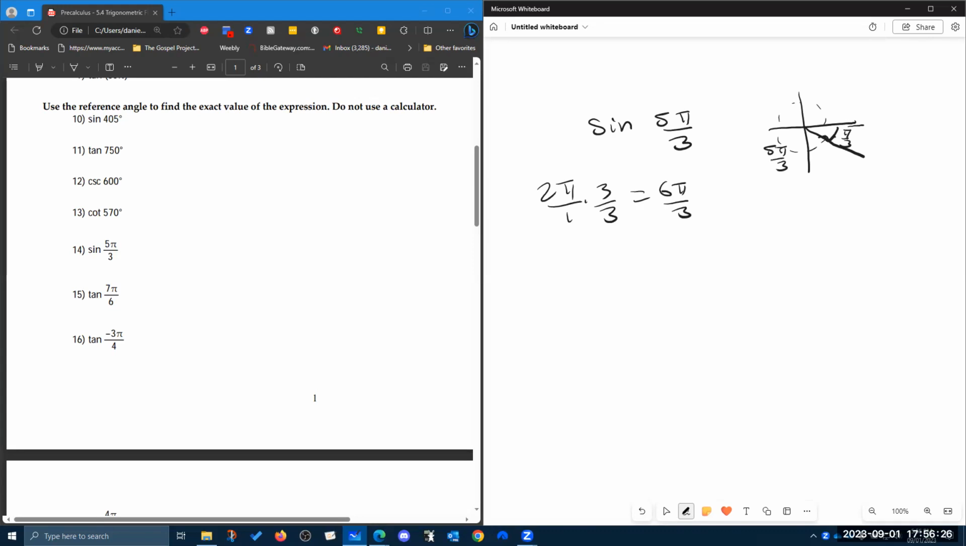So I'm in quadrant 4, and sine is going to be negative there. It's negative sine of pi over 3. Pi over 3 has a sine value of root 3 over 2.